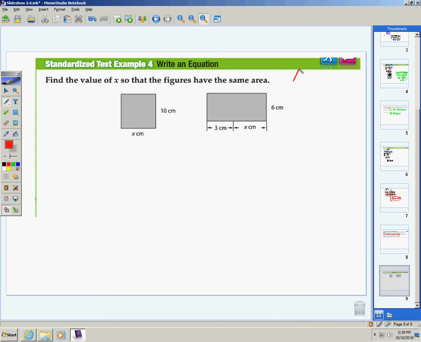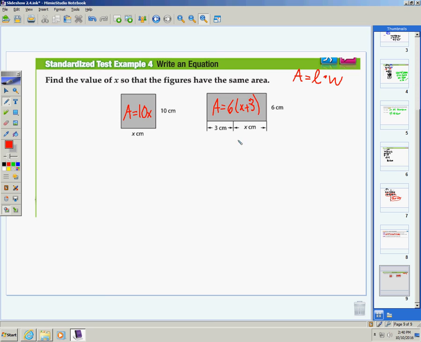Remember, the area of any rectangle is going to be length times width. So the area of this figure is going to be 10 times x, which is just 10x. And the area over here is going to be 6 times, and this side is x plus 3 centimeters long.